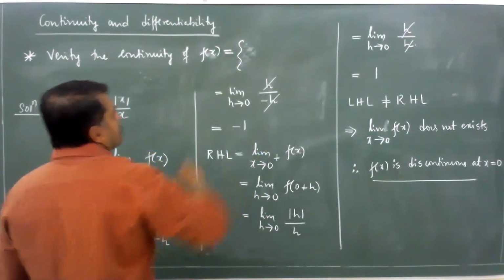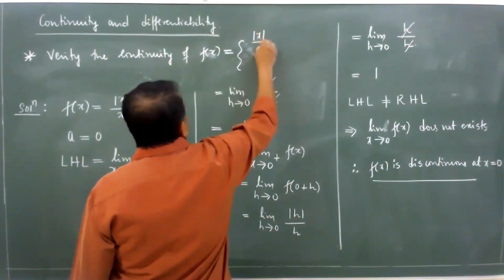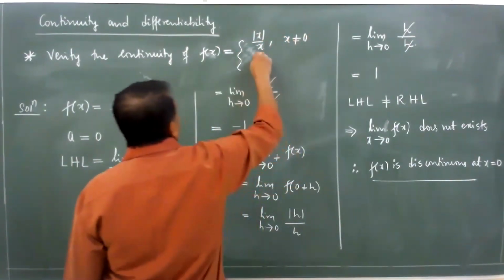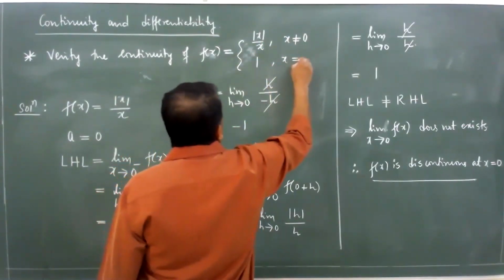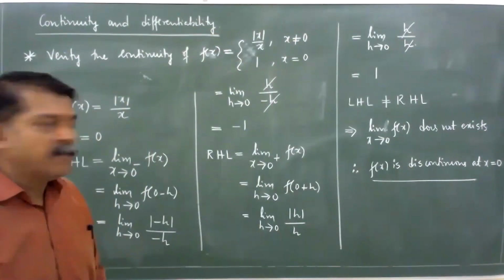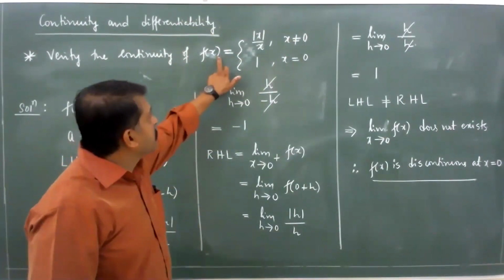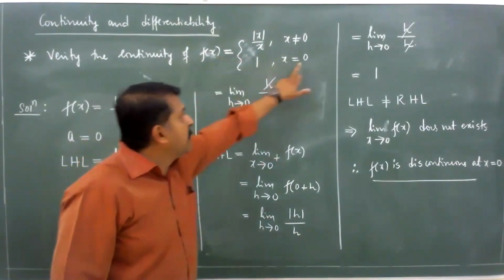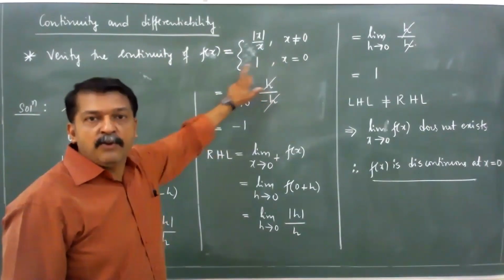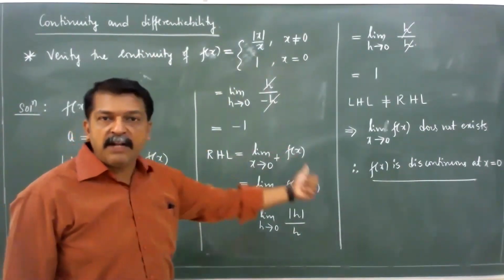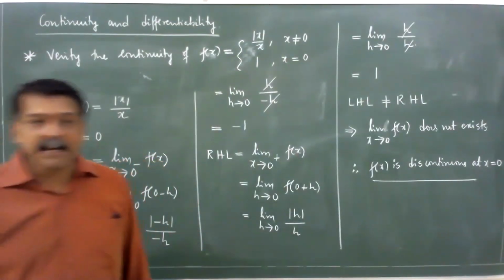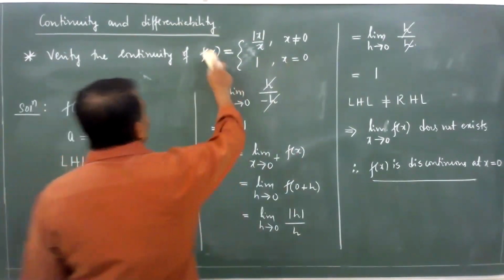Suppose if they give f of x is equal to modulus of x by x for all values of x not equal to 0, 1 at x is equal to 0. If I change the question like this, then observe that they have given the value of the function at x is equal to 0, which is 1. Then you have to verify LHL and RHL. So that's why I calculated LHL and RHL for your original problem.